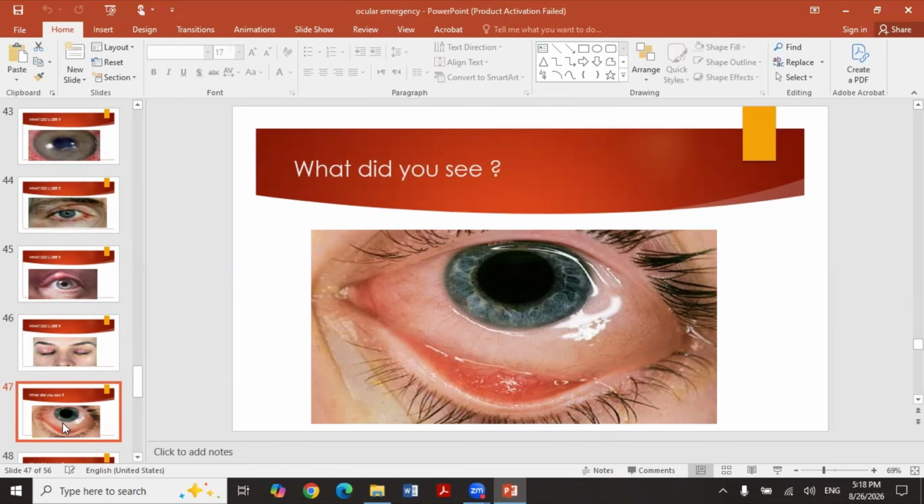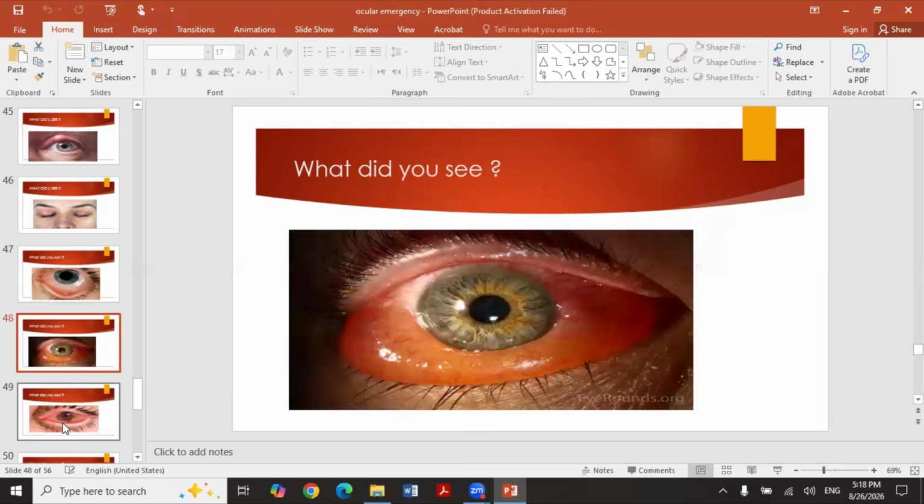If you give him lubricant eye drops and antihistamine eye drops like Olopatadine, and he comes to the clinic after 1 or 2 days, it will mostly resolve within 2-3 days. Okay, so it's not something urgent.